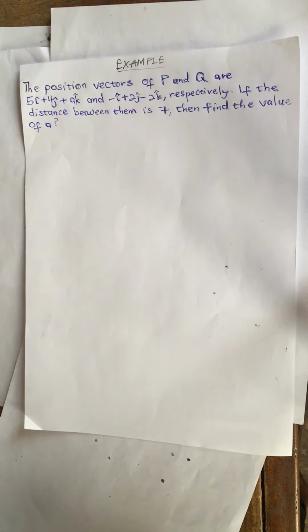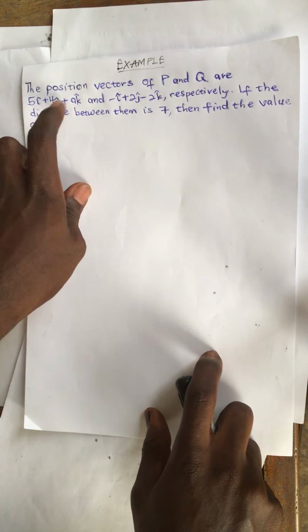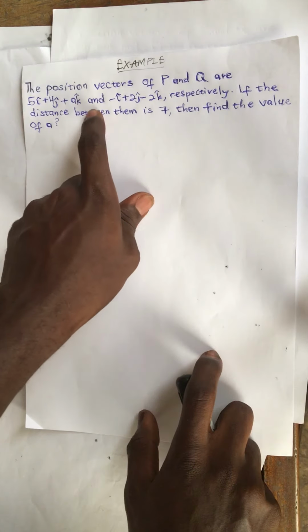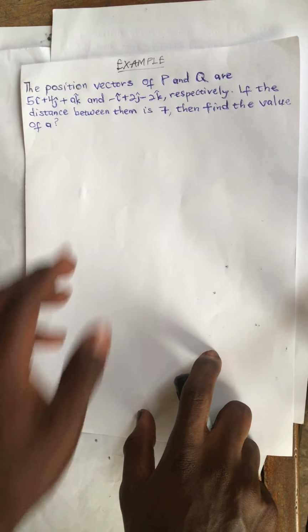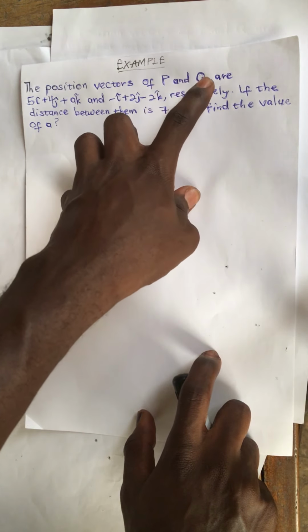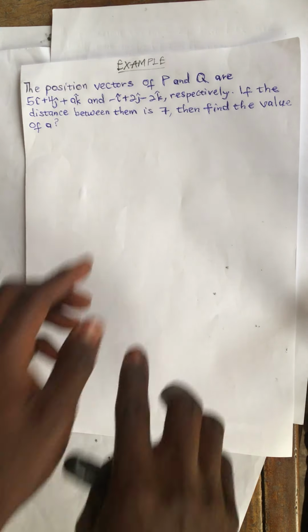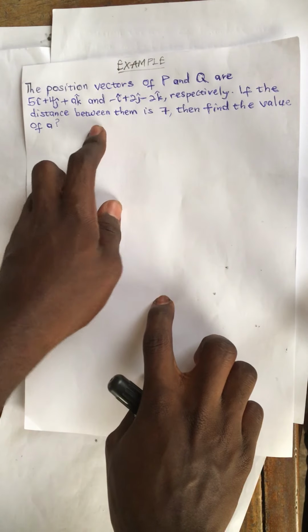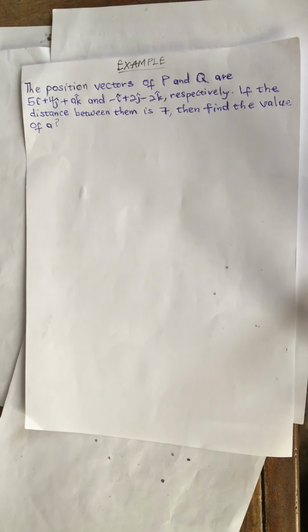Let's go straight to the point in solving this question. I'm reading the question. The position vectors of P and Q are 5i + 4j + 8k and -i + 2j - 2k respectively. So P and Q are given by their position vectors. We have to find, if the distance between them is 7, the value of a.